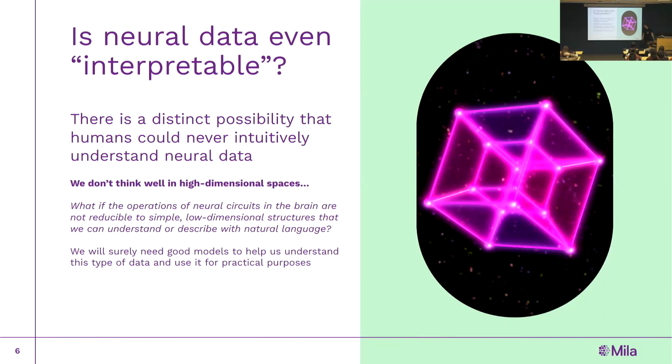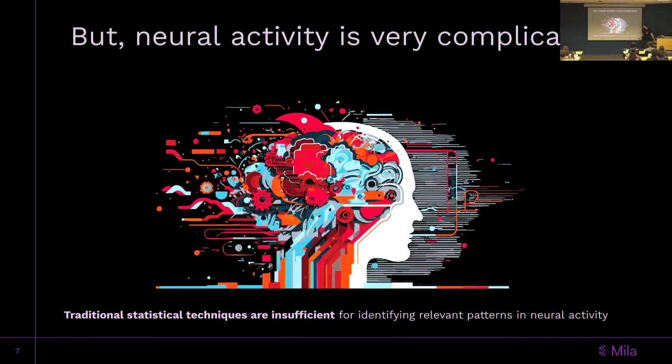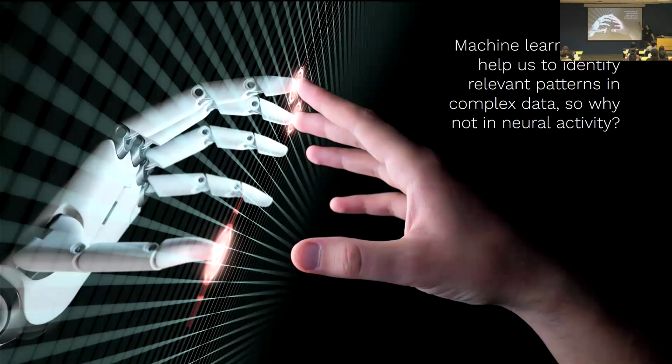So, actually, I'm going to skip this slide. I've already pointed on it. So machine learning can help us to identify these relevant patterns in neural activity. Because it's done it for a lot of other data, to be clear. That's why it's the promise here, right? It's very hard for human beings to understand things like protein folding, but it turns out ML systems are perfectly capable of understanding protein folding. So great. So why not in neural activity?